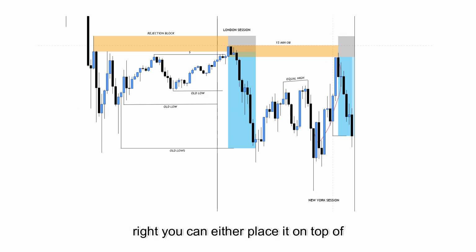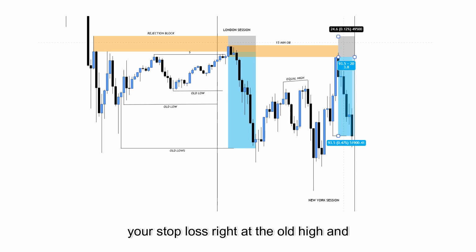Our stop loss, you can either place it on top of this 15-minute order block, or you can place it on top of this rejection block, because now this rejection block is not a strong high. I always advise you guys to place your stop loss at the strong highs, because you will be more safe. Or you can place it here also for better RR, but I just advise you to place it at these old highs because it will be more safe. And then your stop loss right at the old high.